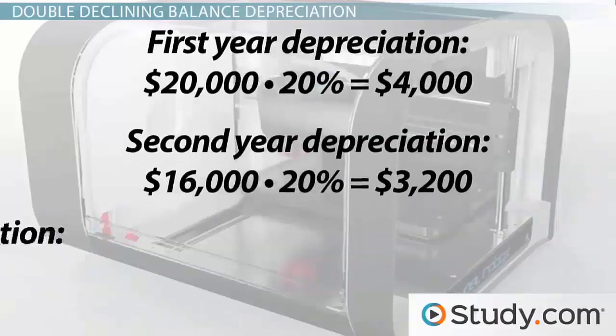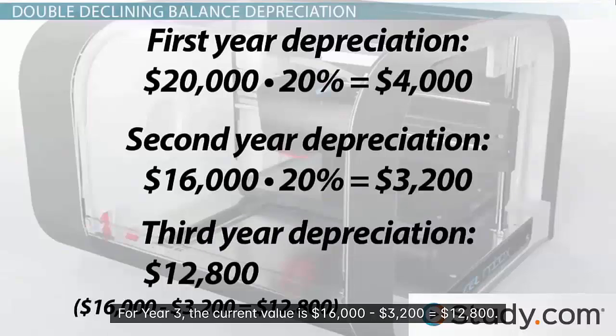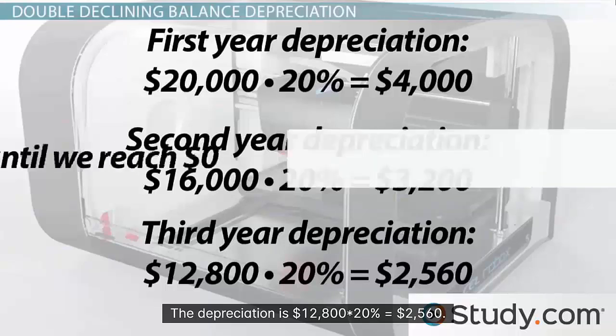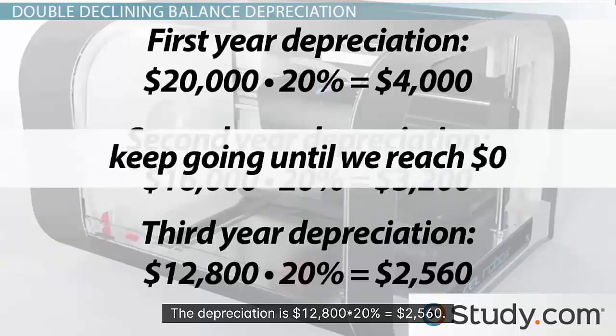For year 3, the current value is $16,000 minus $3,200, which equals $12,800. The depreciation is $12,800 times 20%, which gives you $2,560. You keep going until your value reaches 0.